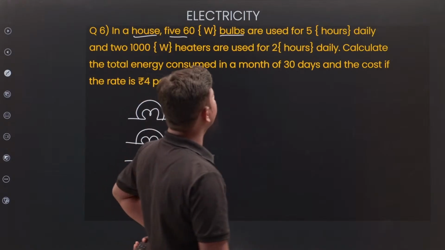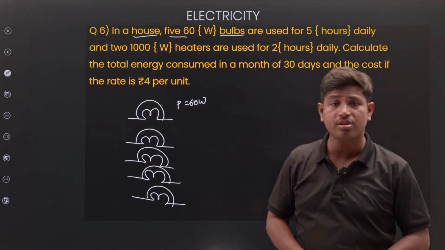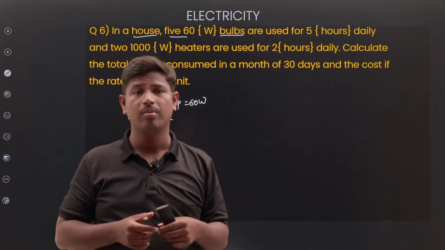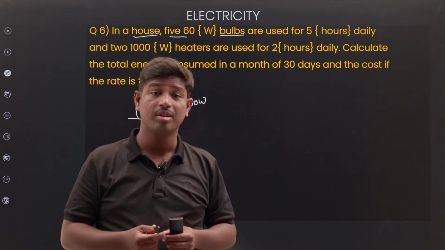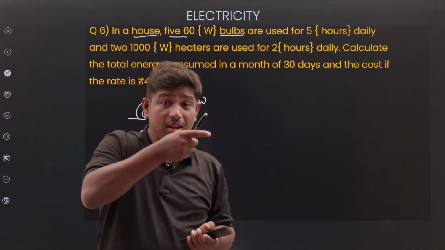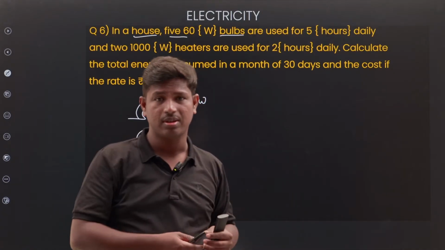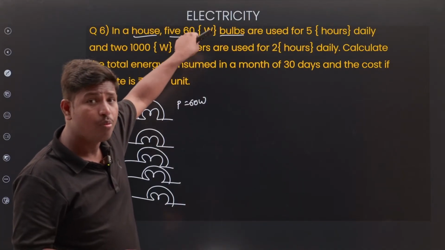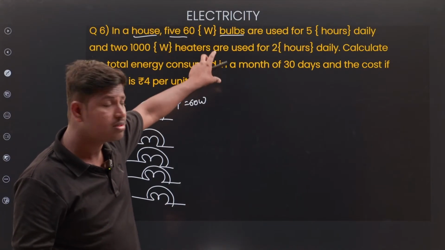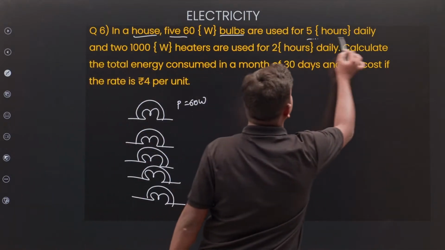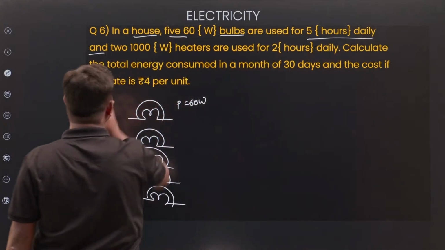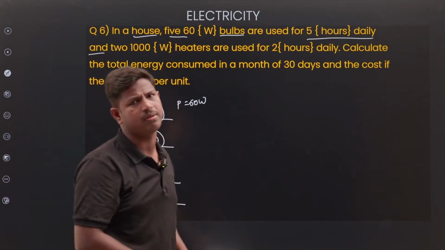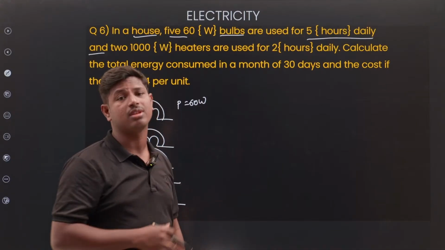Next, they are used for 5 hours. How many hours do they use them? For 5 hours. I'm taking a bulb and using it for 5 hours. Similarly, the 5 bulbs are used 5 hours. So in their house, 5 bulbs are there. How much time are they utilizing these 5 bulbs? 5 hours daily. Today is 5 hours, tomorrow 5 hours, day after tomorrow 5 hours. So each day 5 hours.